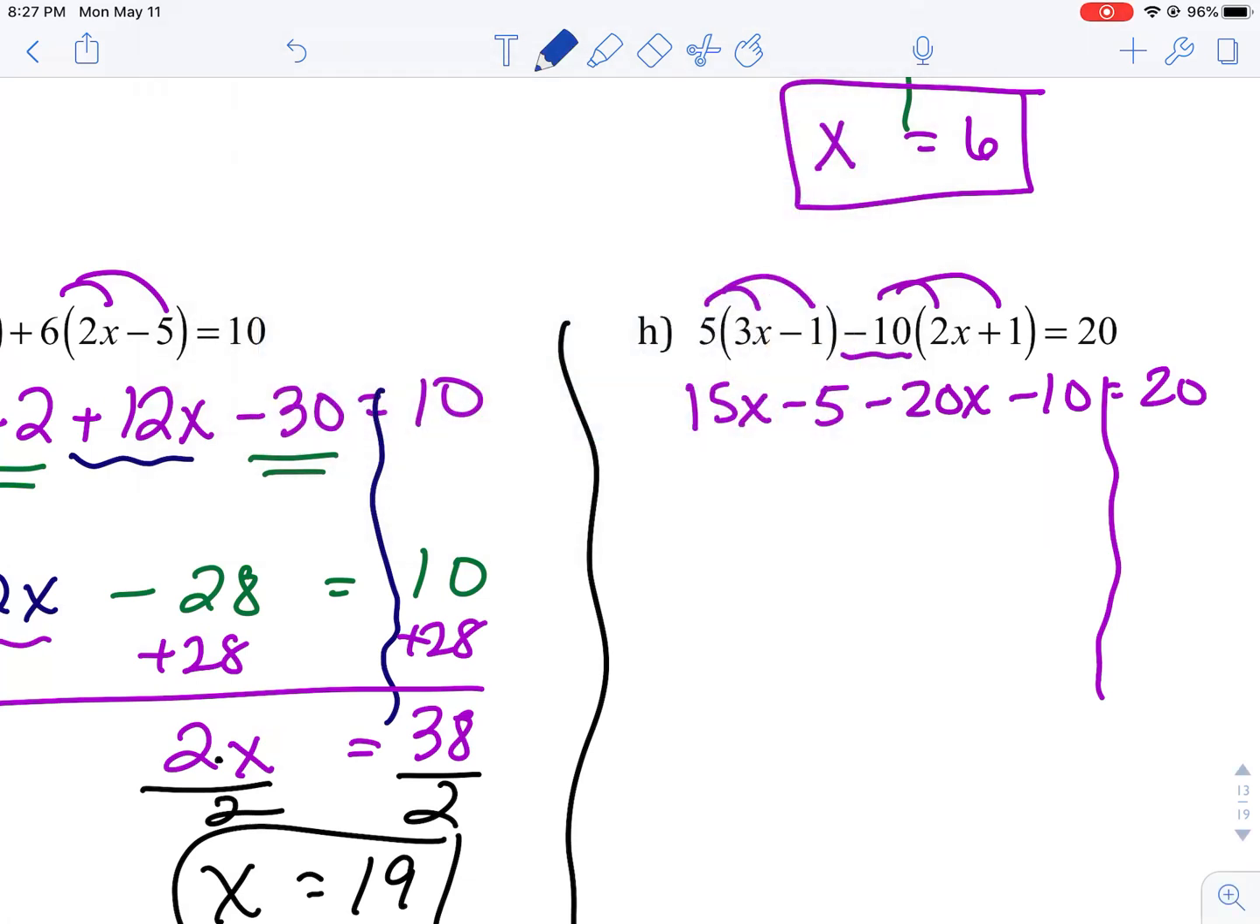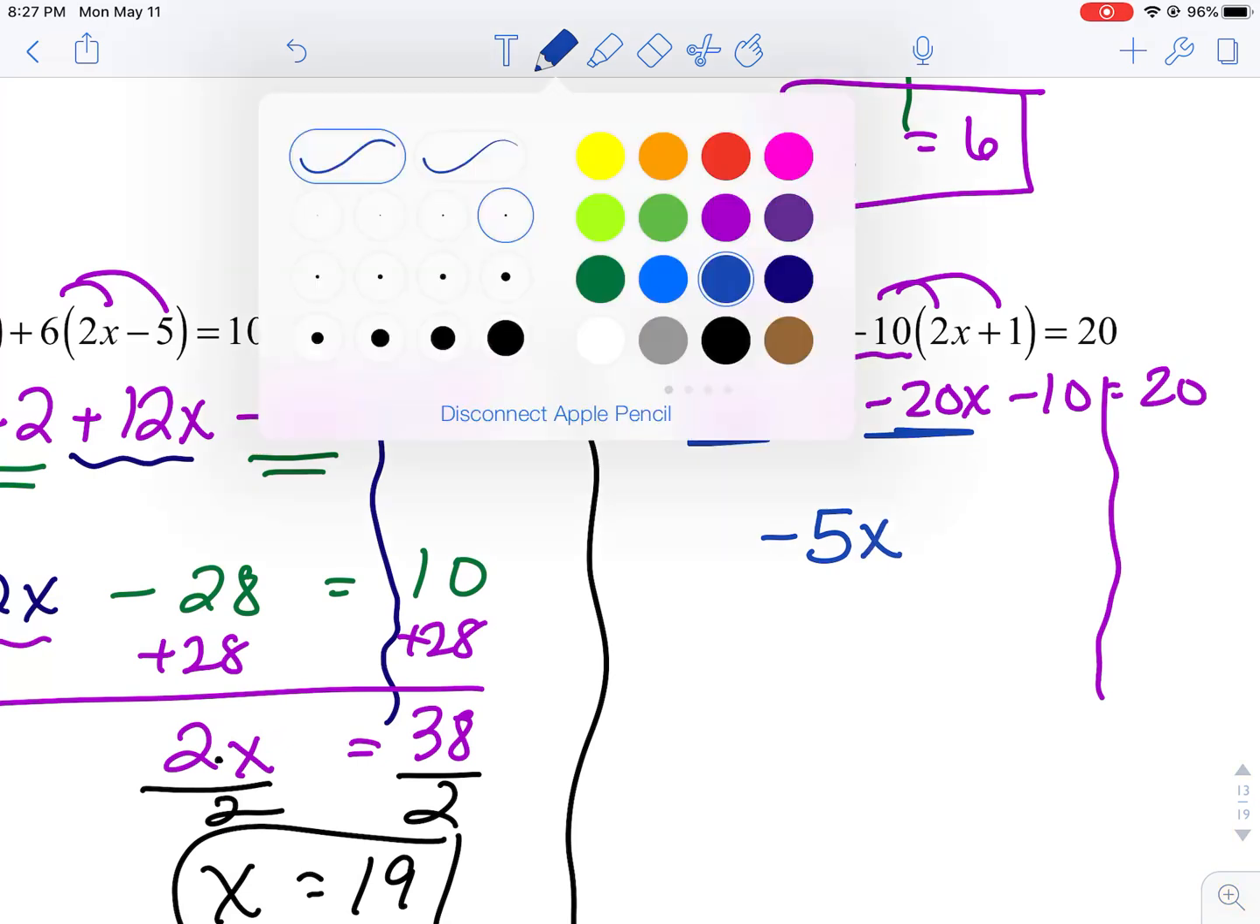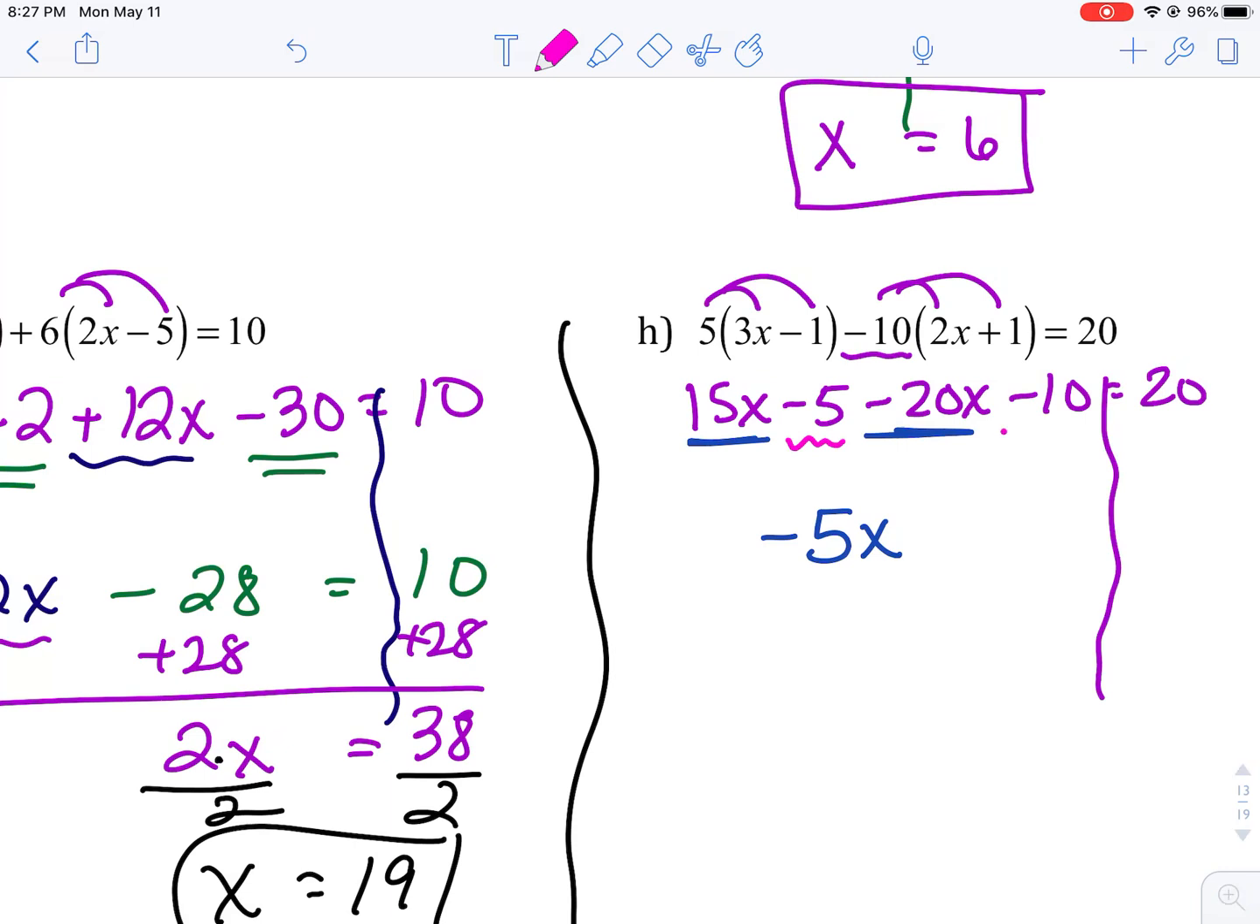Okay, so taking a look at the left side, we've got to combine our like terms. I've got a 15x and a negative 20x. 15 minus 20 gives me negative 5x. And then if I look over here, I've got a negative 5 and a negative 10. That gives me negative 15 when I add those together. And that's equal to 20.